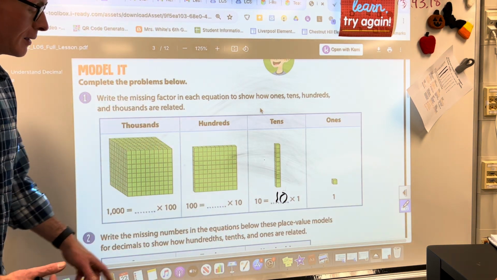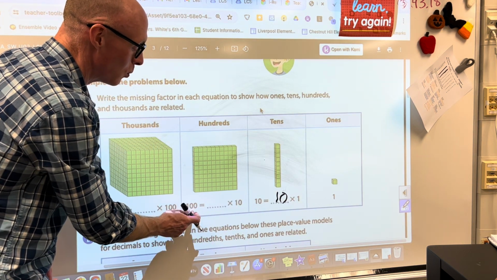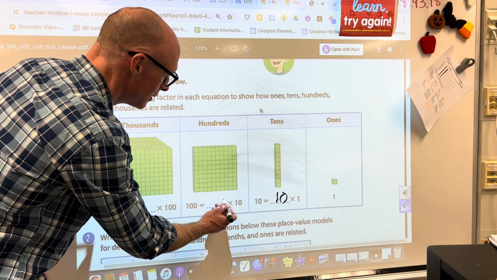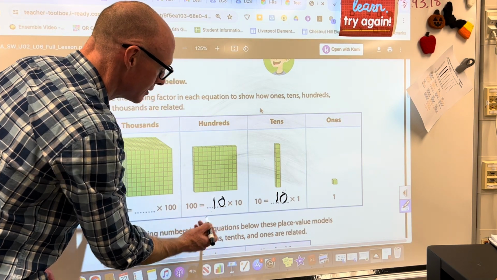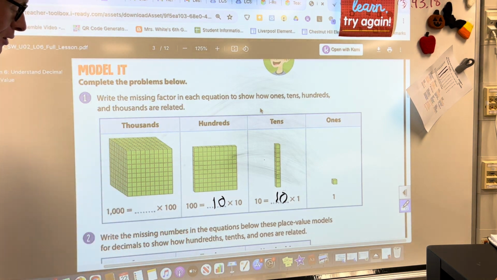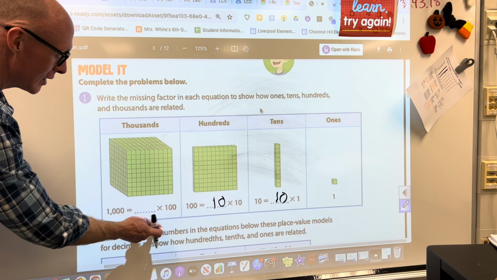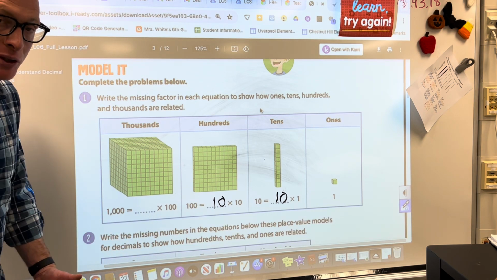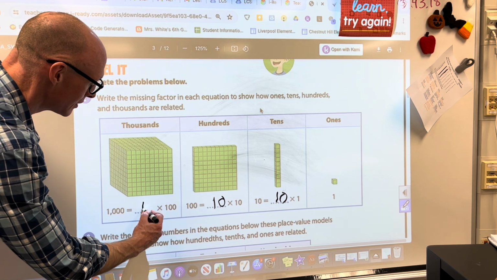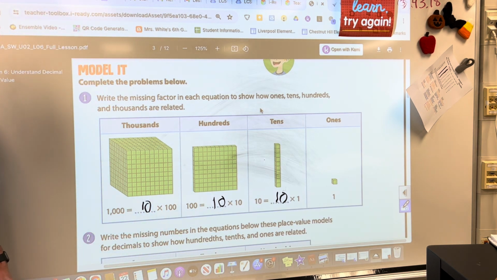Now if we slide over here, 10 times what gets you 100? Well, we already have 1 zero. 10 times 10 gets you 100. And now we slide over to this one here. 100 times what gets you 1,000? I said we were going to be working a lot with this. Times 10 is going to get you 1,000. Cool.